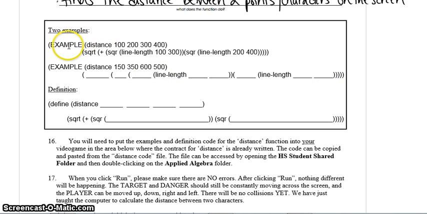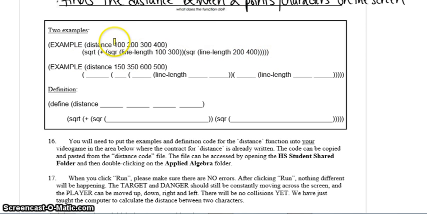So the first example is completely done for you. The first example shows that if we want to find the distance between 100, 200 and 300, 400, what the computer is supposed to do is, starting in the innermost parentheses here, calculate the line length between 100 and 300 and then square it. And then this innermost parentheses over here, calculate the line length of 200 and 400 and square it. And then find the sum of those two things by adding them, and then finding the square root of the whole thing. So that's what we did on the previous page, where we converted the distance formula into code.